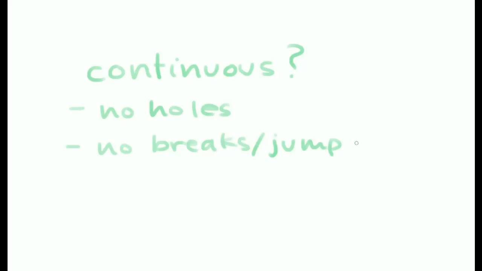So how do we know a function is continuous from a graph? Well, if we see that the graph is a single unbroken curve, meaning no holes, no breaks or jumps, and no vertical asymptotes, then we know that the function is continuous.